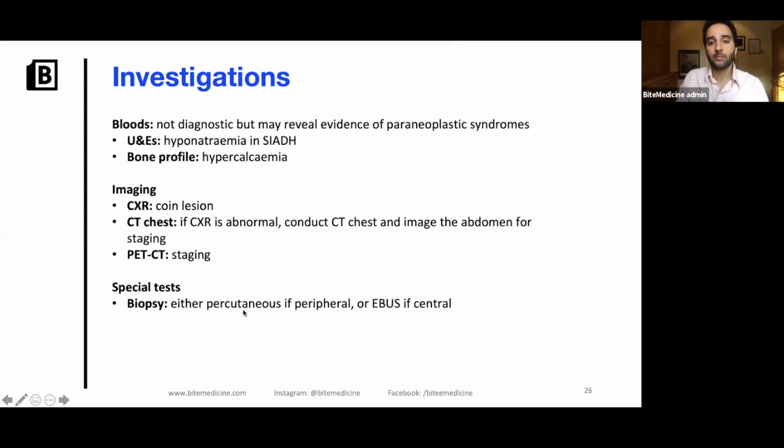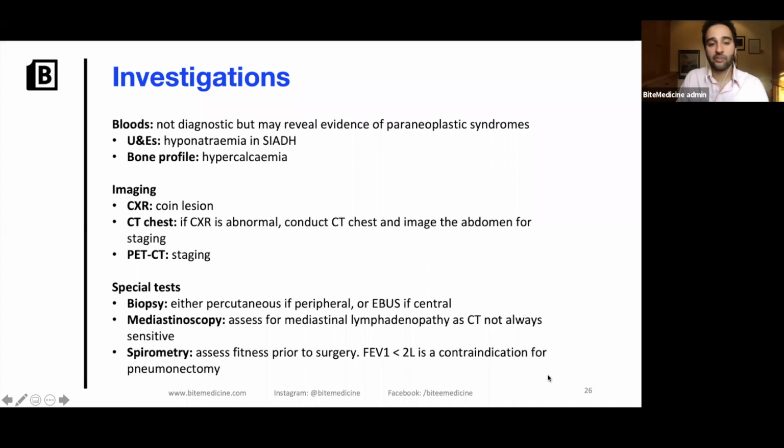Special tests: percutaneous biopsy if it's peripheral, or an endobronchial ultrasound if it's central. We essentially put an ultrasound probe down the trachea into the lungs where you can visualize and biopsy a central lesion. And then consider mediastinoscopy as well if you want to assess lymphadenopathy, because it's slightly more sensitive than CT. That's a minimally invasive procedure where you can visualize the mediastinum essentially. So writing it down like this is useful, but I'll show you the pathway in just a moment.